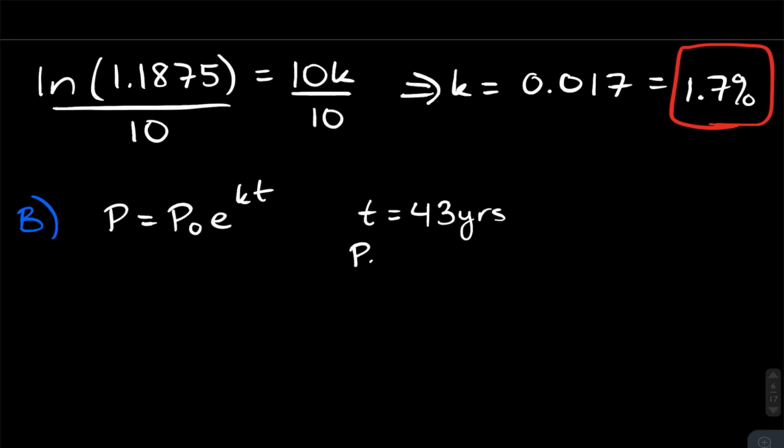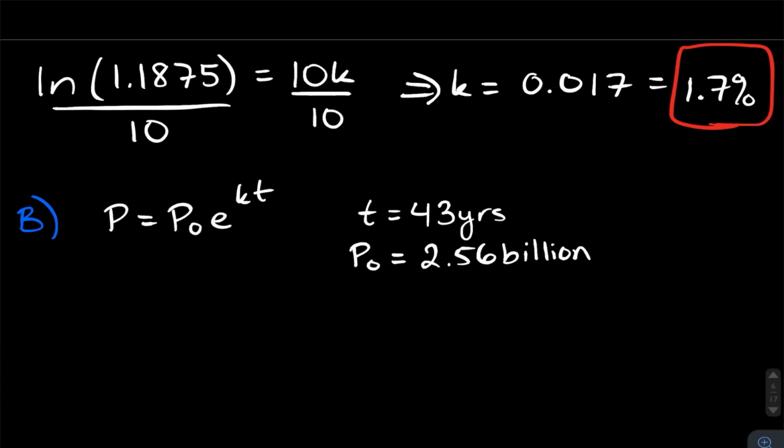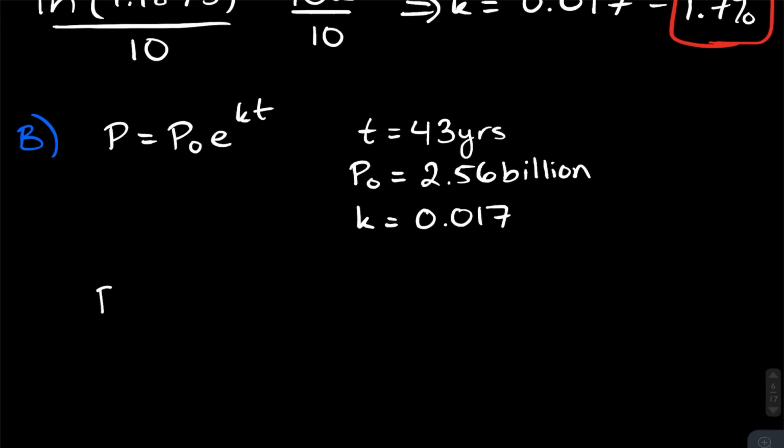We know our initial population is 2.56 billion. We know our k is 1.7%, or it's going to be a little easier to plug that in in decimal form. All right, and so now we just plug all that in, and that's how we find p.